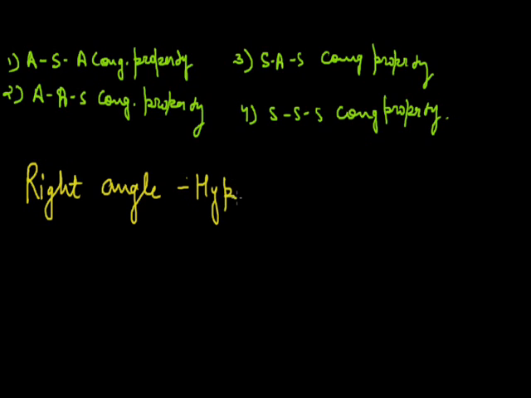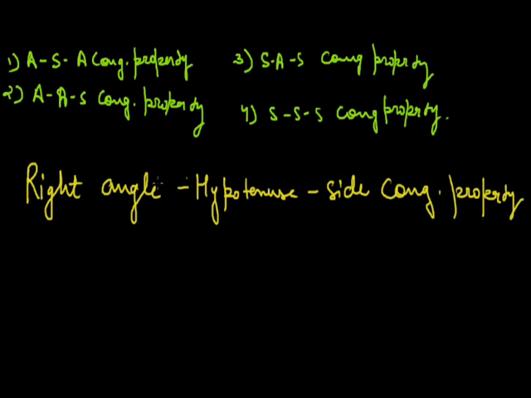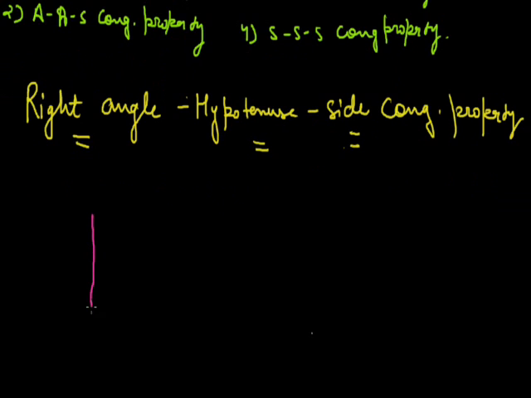hypotenuse side congruence property. Now in this property you can understand that there will be a right angle, hypotenuse, and one of the side will be equal. Let us understand using a figure.